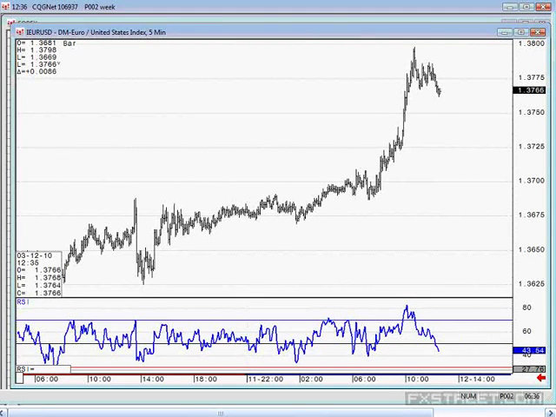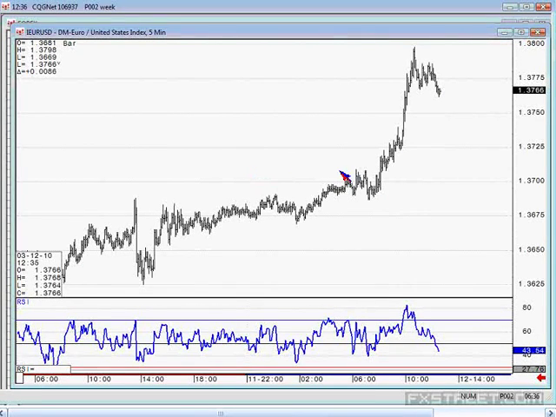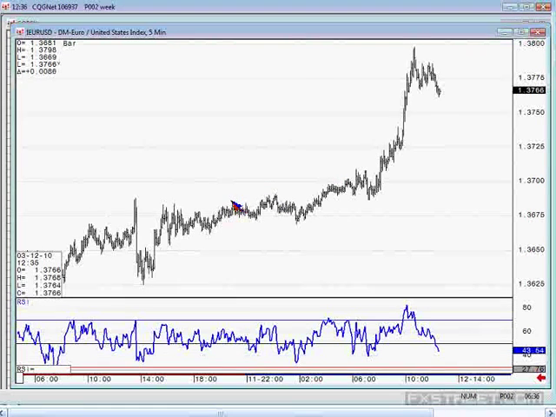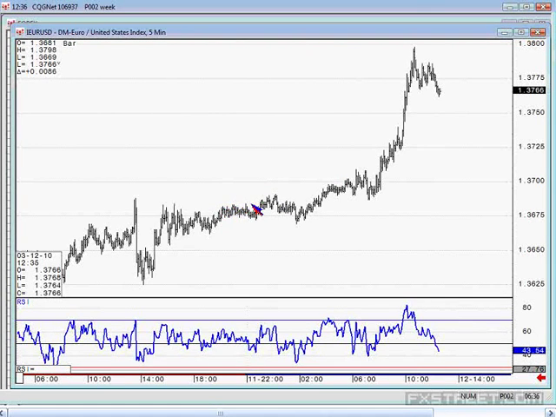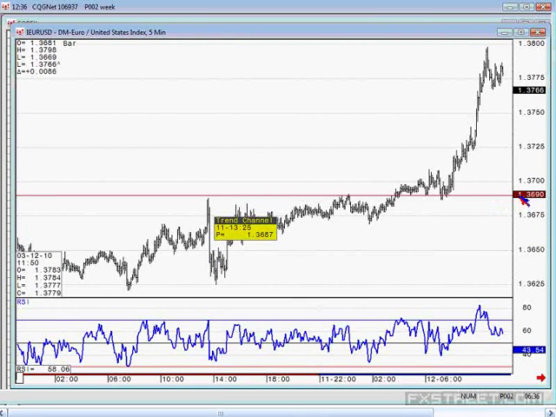The next question is, how do you differentiate between a fake breakout and a confirmed breakout? To give you an example, I can show you how to see a fake breakout and a valid breakout. Let me draw a horizontal line on this previous high.